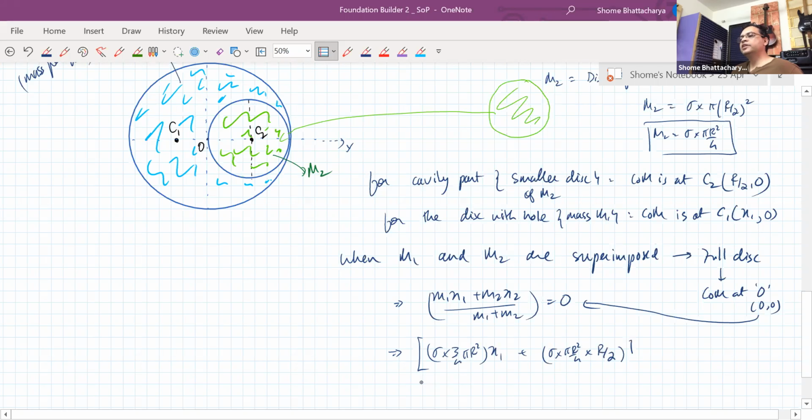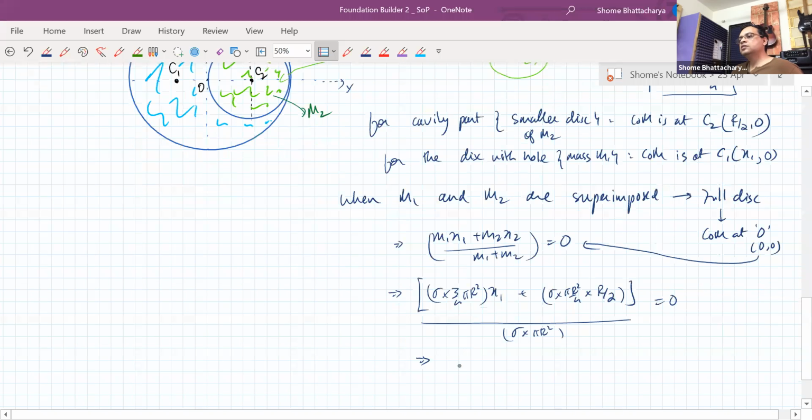The denominator doesn't really matter, but it will become sigma into pi r square, because that's the total mass now. But this should be 0. So more importantly, the relation I'm getting is that 3 by 4 x1 plus 1 by 4 into r by 2, so r by 8, should be 0. So x1 is coming as minus r by 6.